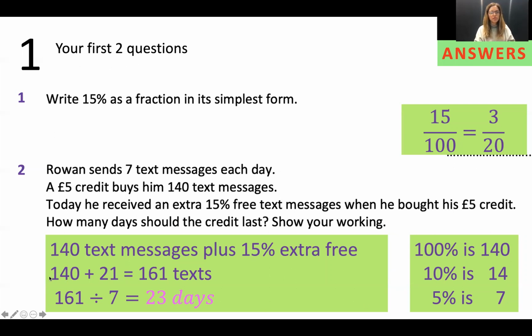So I've got my 140, my original number of texts, plus my 21 additional free, my 15% extra free, gives me 161 texts in total. And I'm texting, I think this might be written quite a while ago, this question, 7 texts per day. So 161 divided by 7 gives us 23 days.